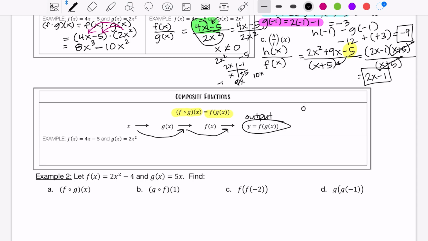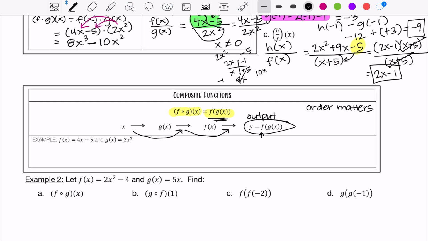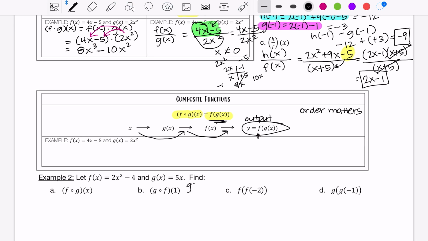What I do want to say here is order matters. So if it says f of g of x, like here, the f goes on the outside. And if it says g of f of x, we'll see it when we get down here, but g of f of 1, that's what it looks like. Okay, so let's pay attention to this.